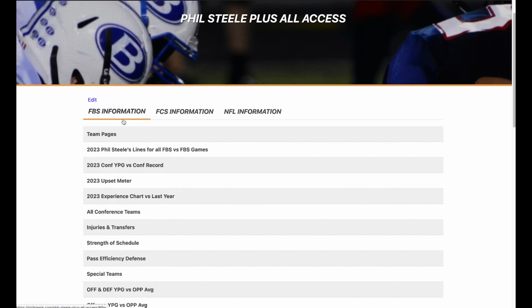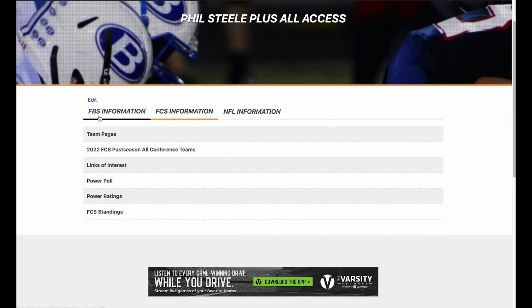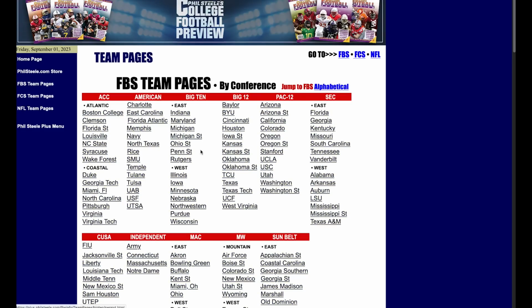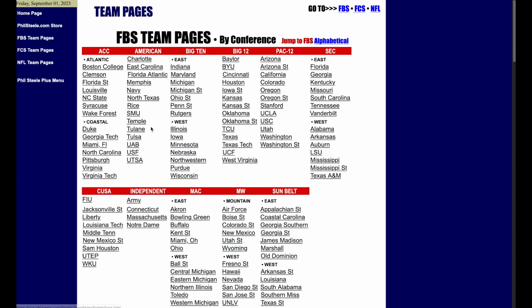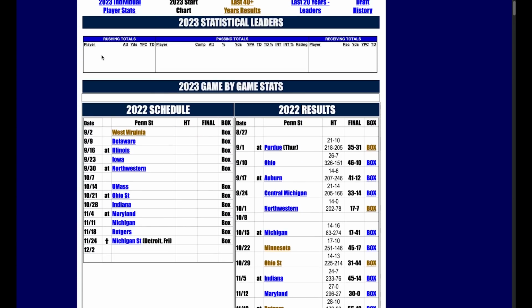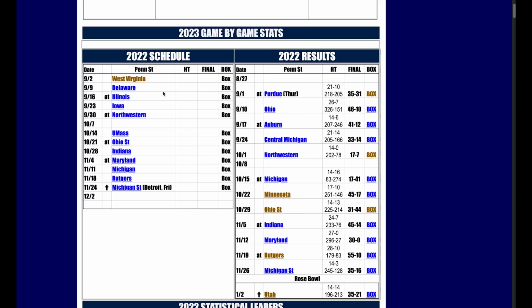First of all, if you click on FBS information right here. Why is that not working? All right, if you click on FBS information right here and click on the team page, you just click right over here. Let's go to any team. How about Penn State? If you go to Penn State, this will be updated all season long with the individual stats. Here is the complete numbers.